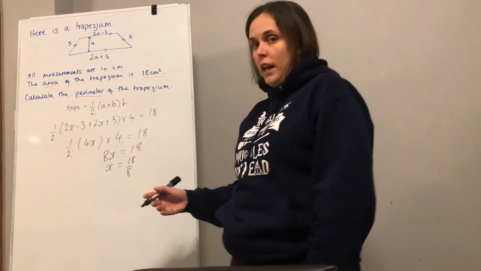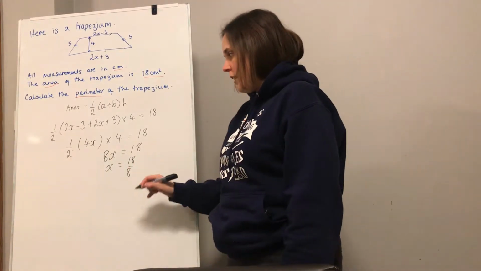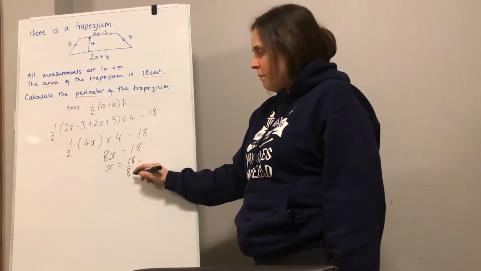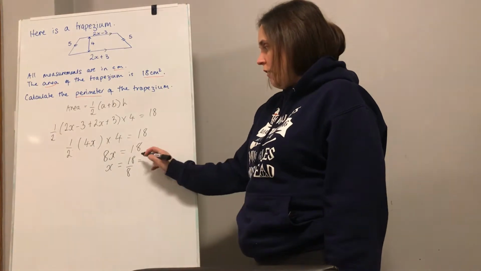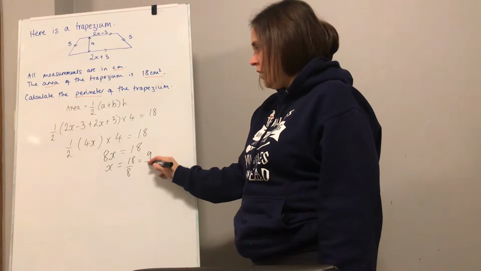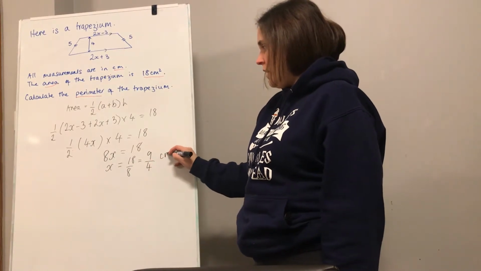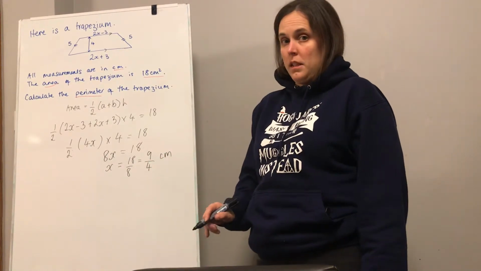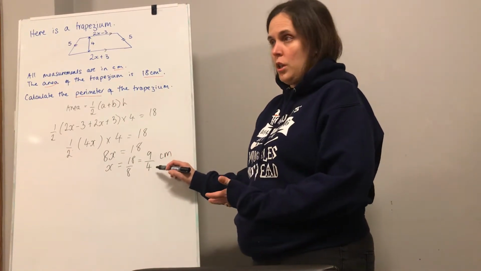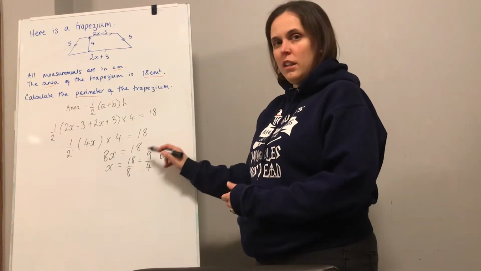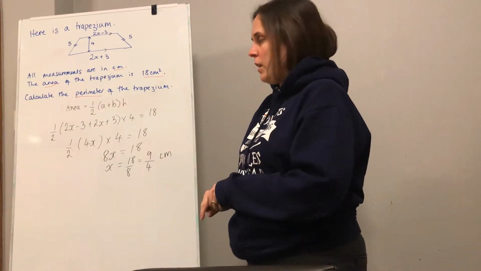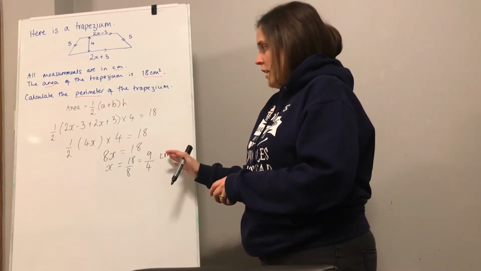Now if this was on a non-calculator paper, I would do something like this and then simplify my answer. So 18 and 8 have got a common factor of 2. So if I divide both by 2, I get 9 over 4. So that means that x is 9 over 4 centimetres. Now you can convert that to a mixed number, which would be 2 1/4 or 2.25, but actually I prefer leaving it as a fraction, and quite often that's useful later on in the question. So that is our answer for x.